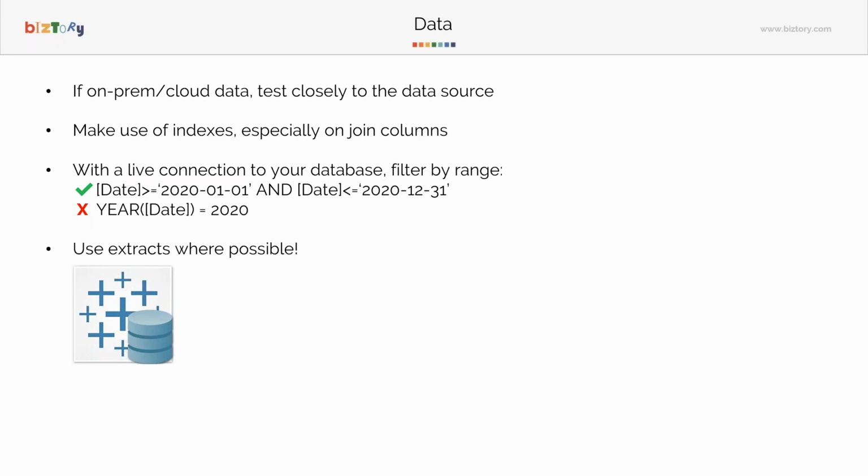Then when we're talking about filtering with a live connection, and we'll come back to this in the calculation part, but this is specifically when you're filtering data. You'll see this in other courses as well. If you're just querying data in a data warehouse, filter by range and do not filter discretely. So on the bottom you see a discrete filter, which is the year of date being 2020. This will be slower than filtering by range, because often dates are indexed as well, and it is faster to filter by range.